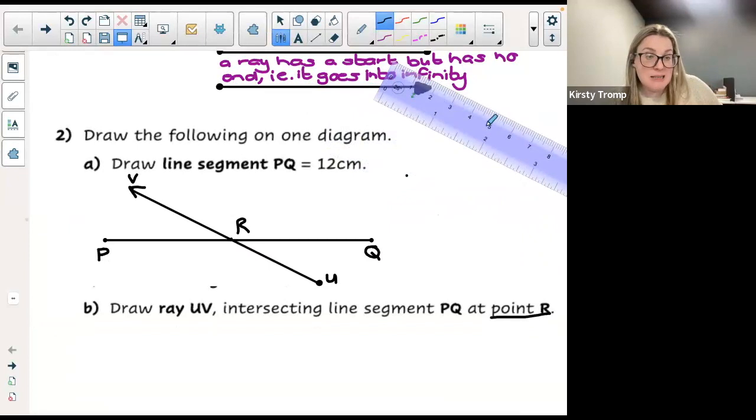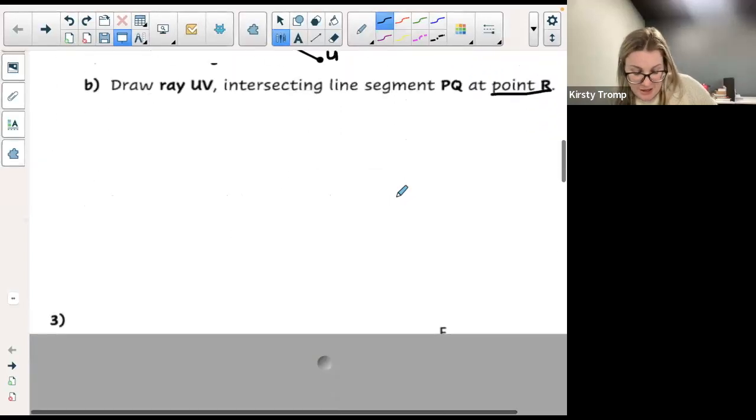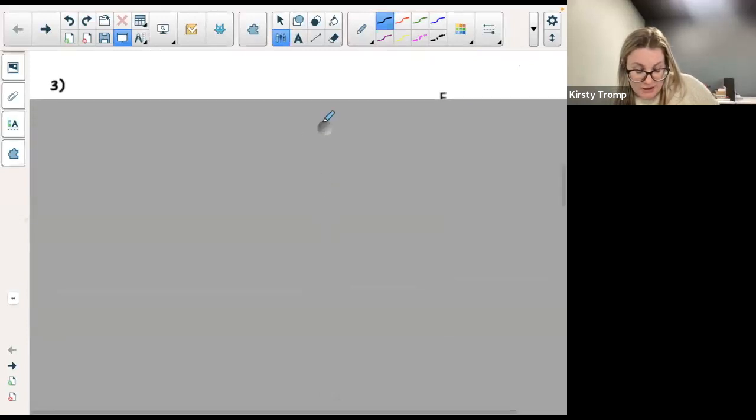I see somebody says the end of the ray has to have an arrow, right? Yes. So at some point on the ray, there has to be an arrow. One point has to have a dot or just a straight line, and the other part has to have an arrow, most definitely. Let's move on to our next question.